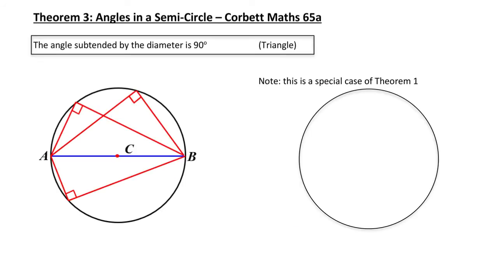Our third theorem then deals with angles in a semicircle, and the angle subtended by the diameter is 90 degrees. So we've got the diameter AB, which passes through the centre C, and the angles at the circumference are all 90 degrees. The reason for this is that it's a special case of theorem 1.